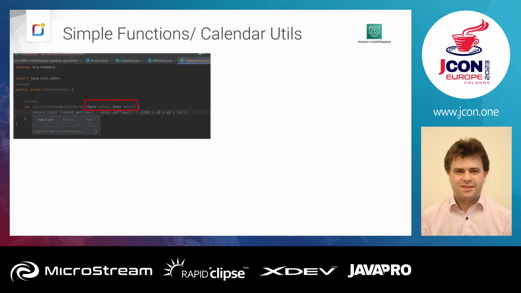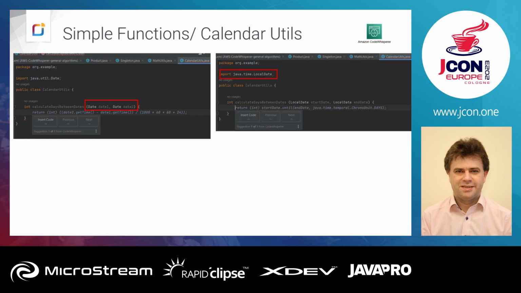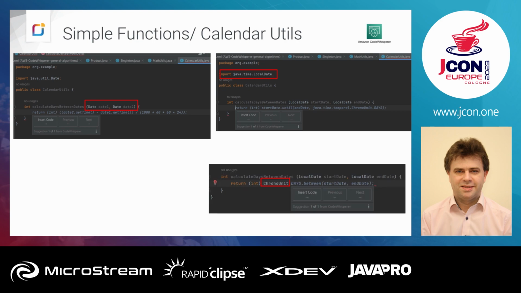It was the same with CodeWhisperer. They suggested more or less the same for the same kind of task, calculate days between dates. Then I imported LocalDate, and they simply suggested the valid implementation based on this. And of course, if I imported ChronoUnit also, then they suggested the most concise variant of what I did.